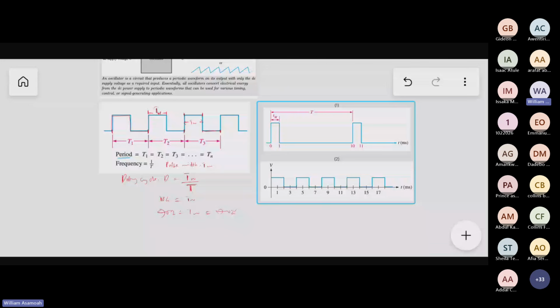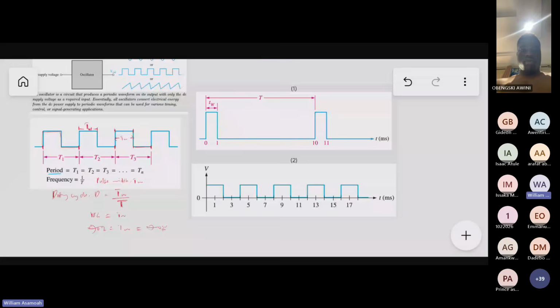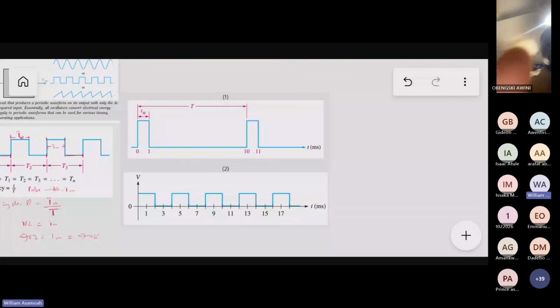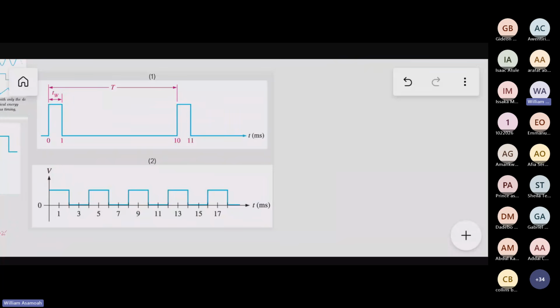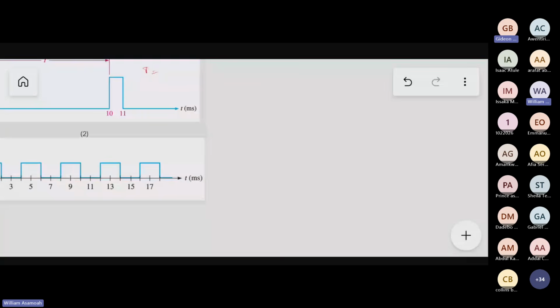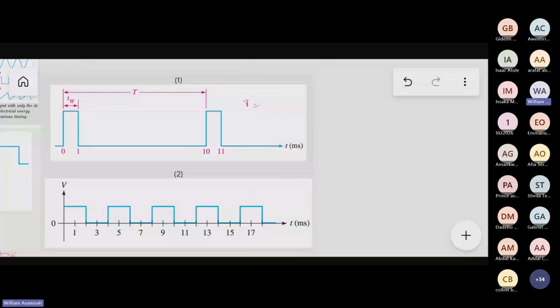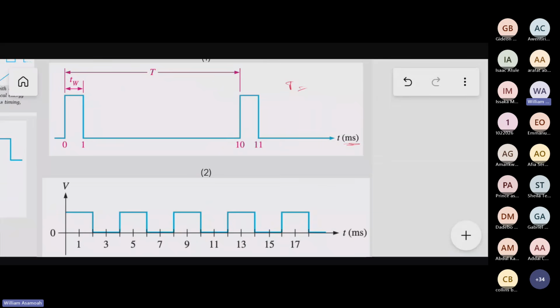Okay, so let's see what happens here. These are two waveforms I've shared here, waveform 1 and waveform 2. Let's find the frequency of waveform 1. First of all, what will be the period T of waveform 1? T will be equal to what? 10 milliseconds.